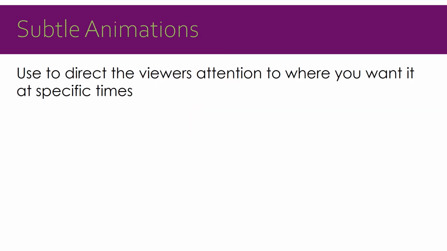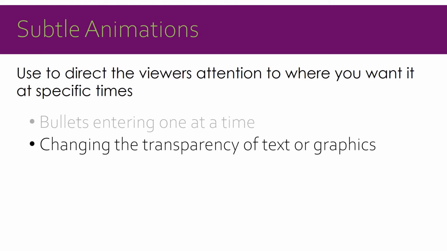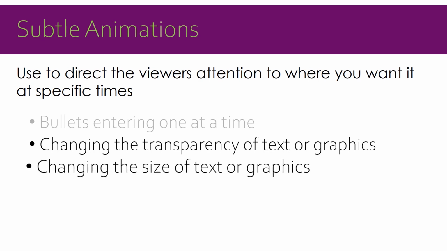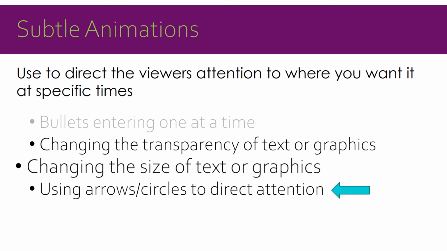Let me talk a little bit about these subtle animations. I like to use subtle animations to direct the viewer's attention to wherever you want it to be at a specific time in your presentation. You can use the technique of bullets entering one at a time. You can change the transparency of text or graphics. Here you can see one bullet has been made more transparent and the other one is not, so it's clear that you're talking about this bullet on the bottom. You can change the size of text or graphics. That way, when something gets bigger, people know to pay attention to it. And finally, you can use arrows or circles to direct attention to things on graphs or particular words in a text box and any other thing that you want to direct attention to.